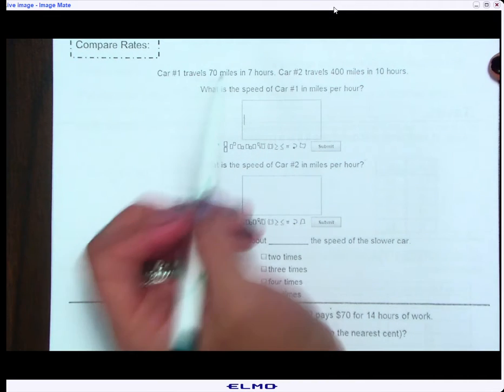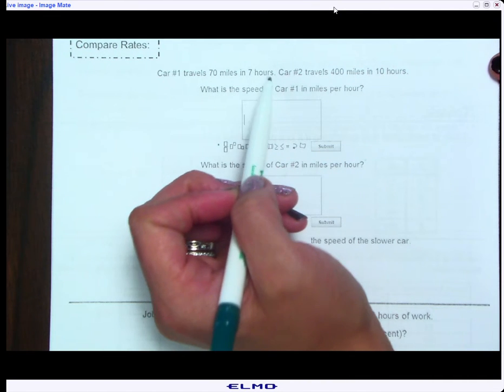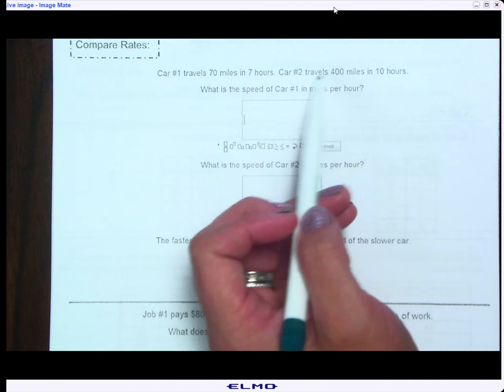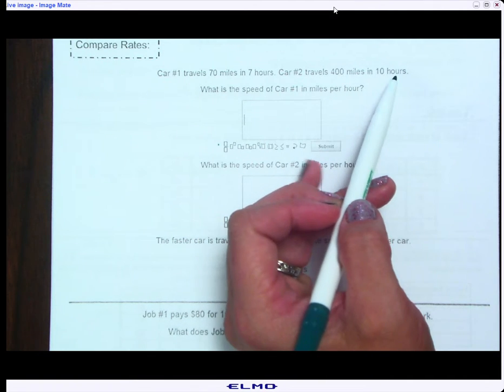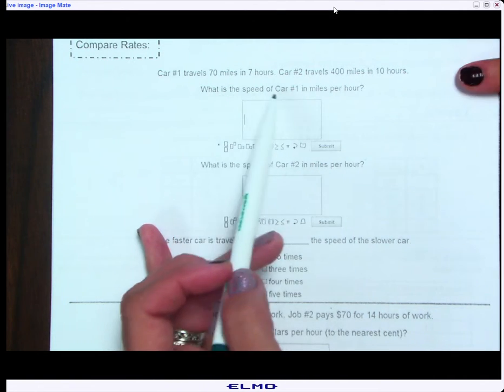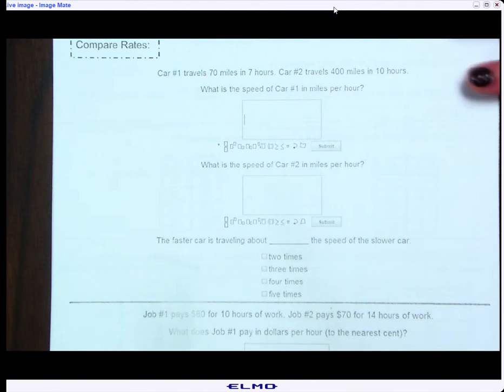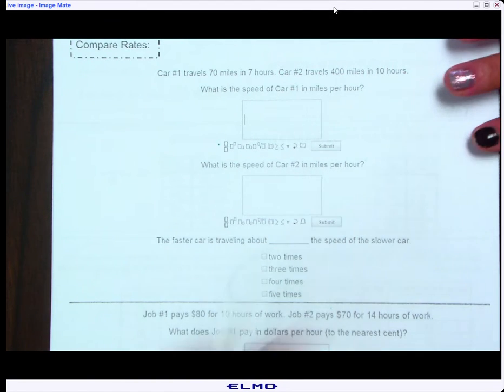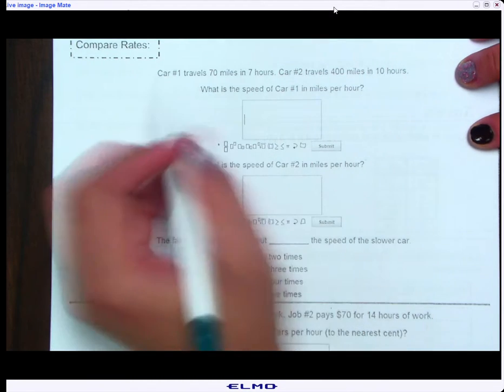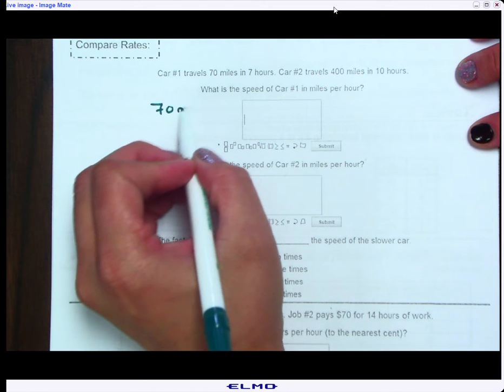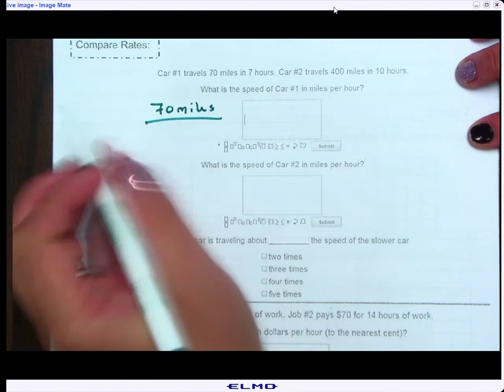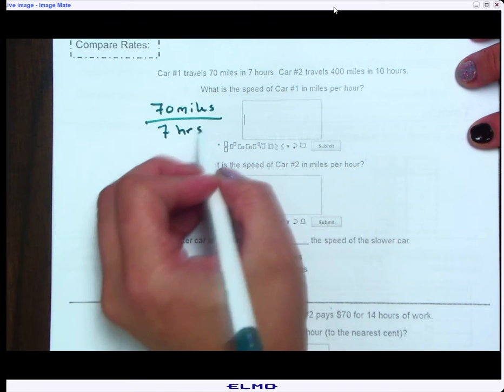Car 1 travels 70 miles in 7 hours. Car 2 travels 400 miles in 10 hours. They want to know what is the speed of car 1 in miles per hour, car 2 in miles per hour, and then there's a comparison down here on the bottom. So let's start with car 1. Car 1 is 70 miles in 7 hours.